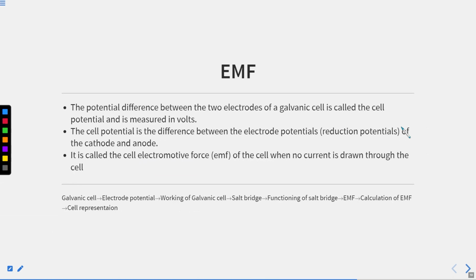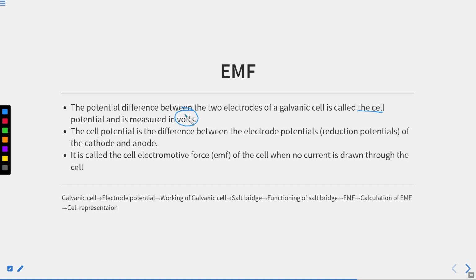Next is our EMF. We have seen what electrode potential is. I have told you earlier that since we have a potential on the right side and a potential on the left side, between the two electrodes we have a potential difference. The first potential difference was between the electrode and electrolyte interface. Now the second has developed between the two electrodes, right? And this potential difference between the two electrodes of a galvanic cell is called the cell potential, and it is measured in volts.